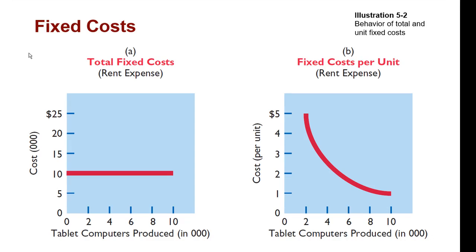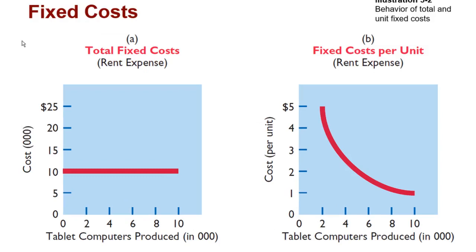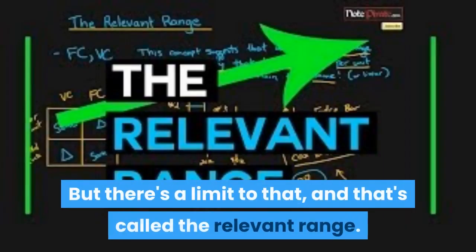It would be 5,000 per unit if I produced 10, and 1,000 per unit if I produced more. So you see the fixed cost varies inversely, going down per unit as production increases. That's very important to understand. In the graph, you see total fixed costs remain the same, but unit costs decrease. But there's a limit to that, and that's called the relevant range.